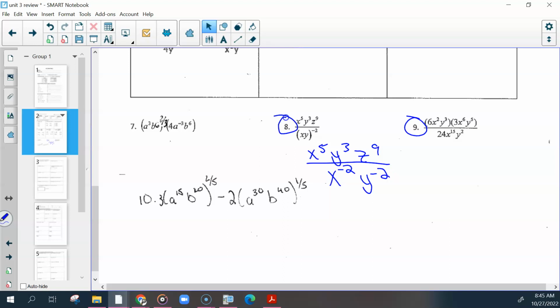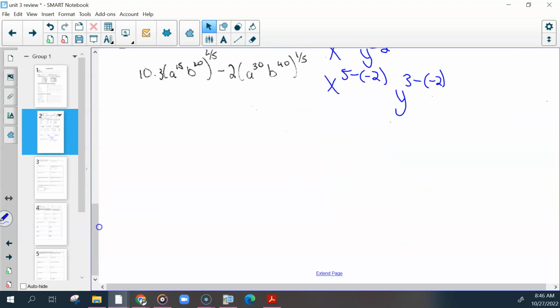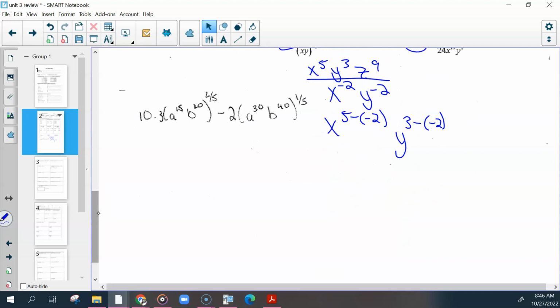And then you're subtracting x to the 5th minus negative 2, y to the 3rd minus negative 2, and then z to the 9th to the 6th. So x to the 7th, y to the 5th, z to the 9th would be our final answer for that one. Questions on that?